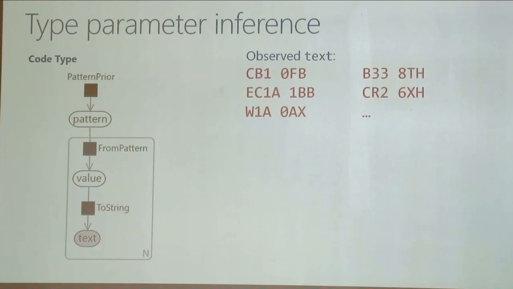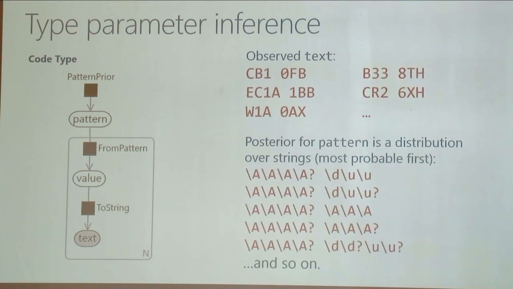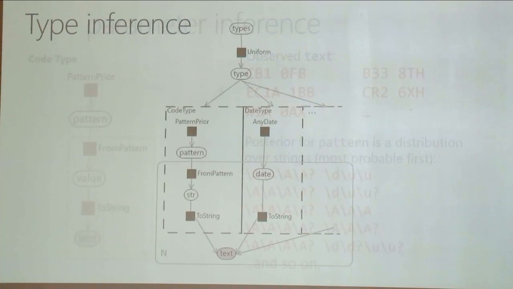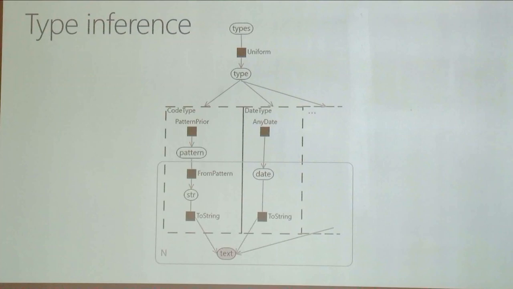in the way I described before. And we get a posterior over patterns. And here I've enumerated the posterior distribution over patterns in order of probability. So there we've done type inference on the parameter. Sorry, we've done type parameter inference. We also want to know which row of the table our property actually is. So this is type inference.